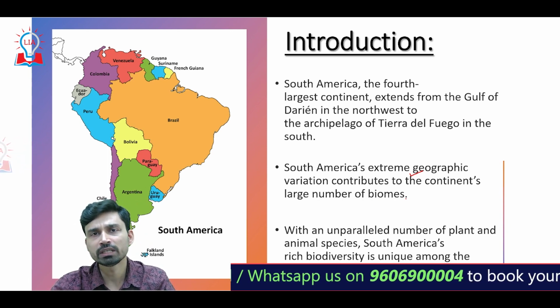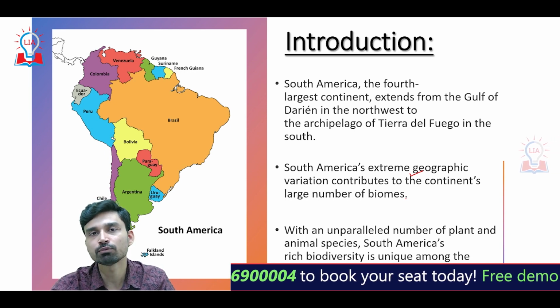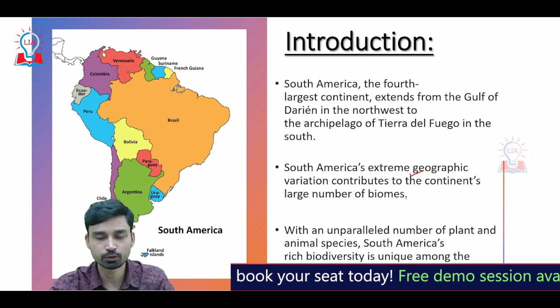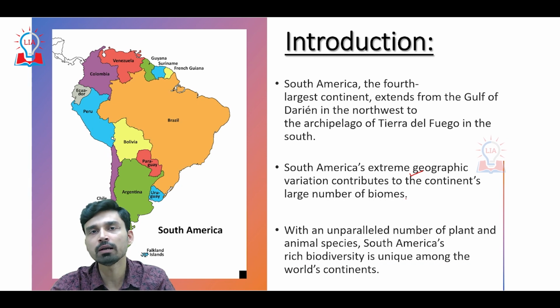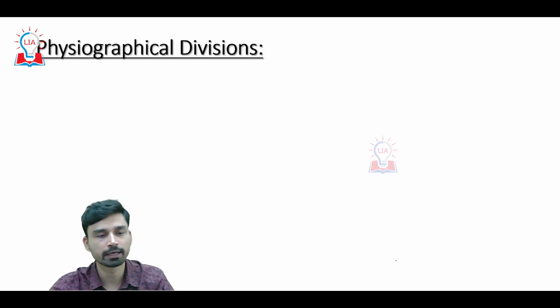If we talk about biome, it generally refers to a very widespread area where you have a lot of different types of flora and fauna living together. So, in terms of the unparalleled number of plant and animal species that South America has, its rich biodiversity is considered very, very unique among all the world's continents.